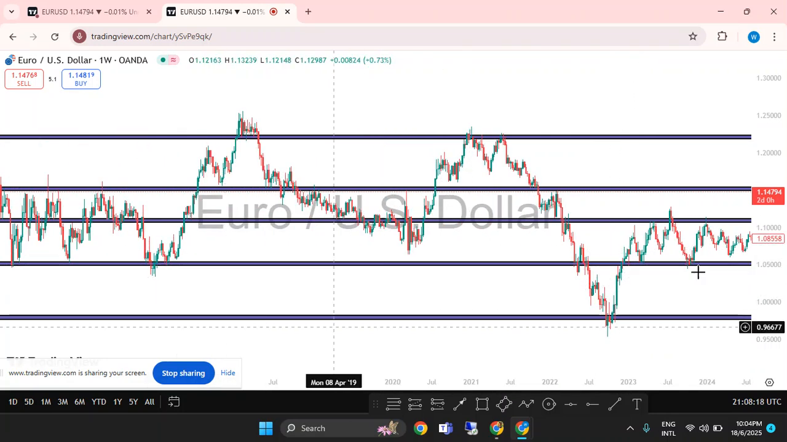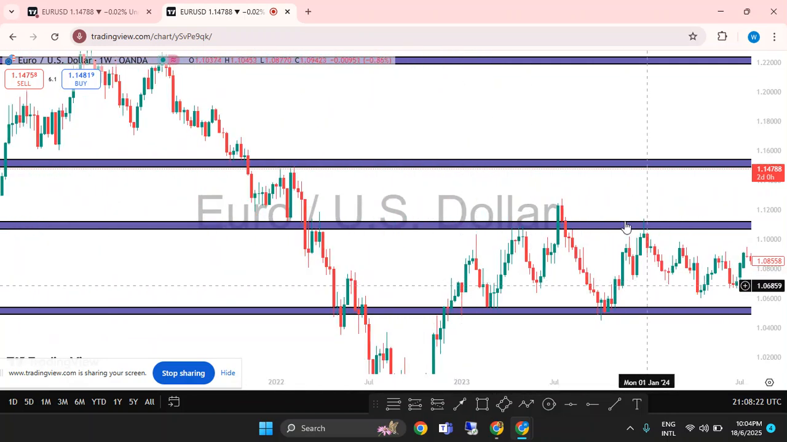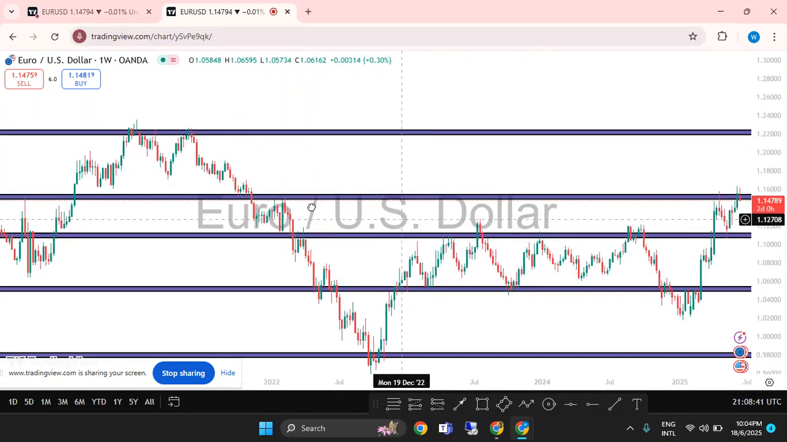The support and resistance are plotted already. Now I won't stop here also. Now my major support and resistance are done. They are done because I've plotted them on the bigger time frame. So now what I'm going to do is go down to the daily, plot my minor zone, go down to the 4 hours, and know where to take my trade.